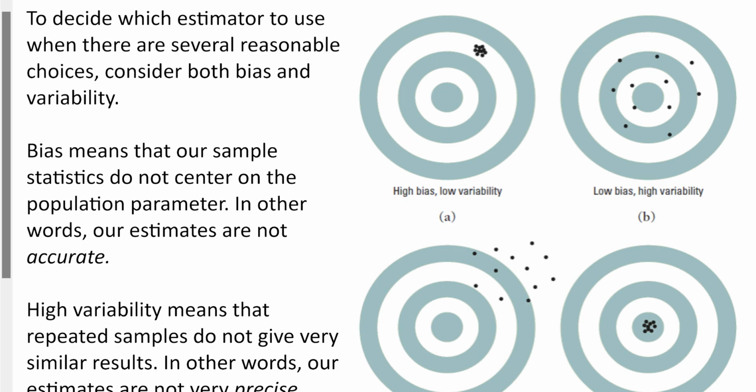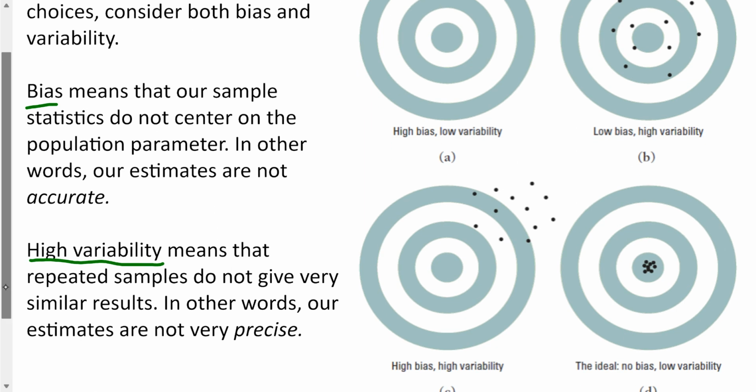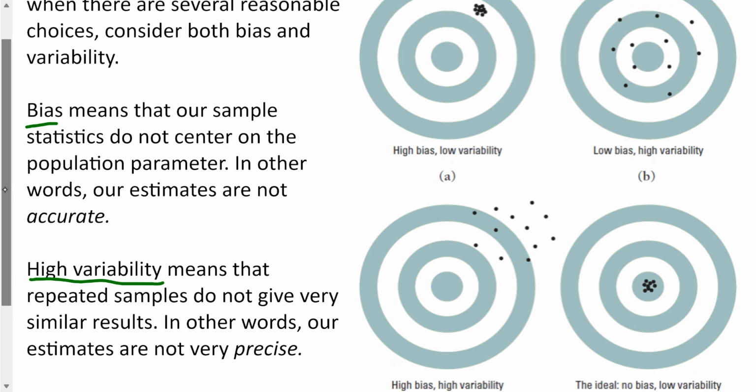Consider both bias and variability. We've talked about bias before. What bias does is it changes the accuracy of something. Something is causing our results to be inaccurate. So bias means that our sample statistics do not center on the population parameter. In other words, our estimates are not accurate. The other thing we look at is variability, which we just talked about. High variability means that repeated samples do not give very similar results. They're very spread out. In other words, our estimates are not precise.